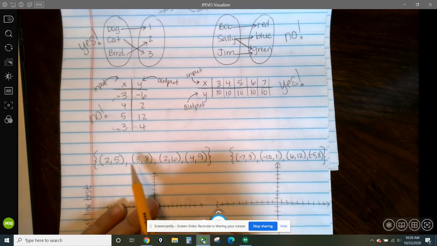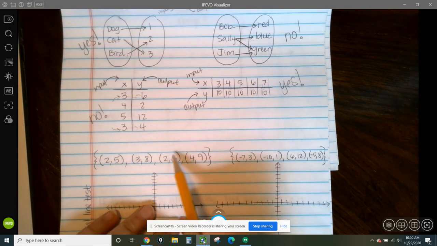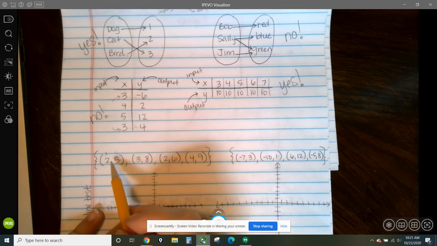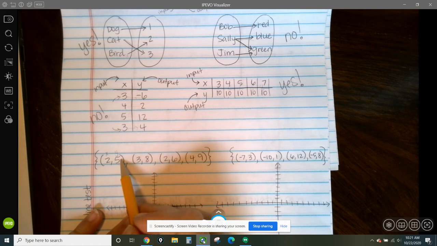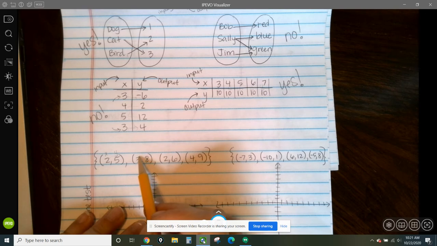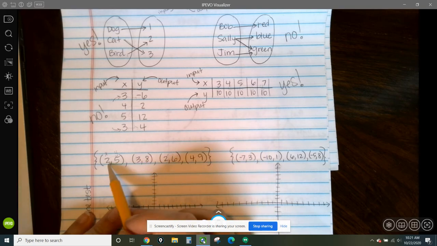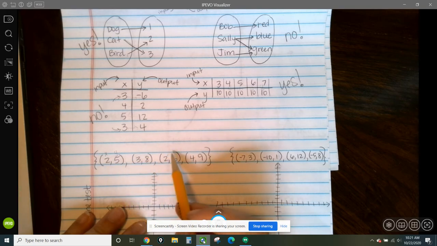All right, looking at ordered pairs. So this is another way to look at a relation to see if it's a function. So remember I told you that the first number is x, the second number is y. Like this is our input, this is our output. So we put in 2 and we got out 5. We put in 3 and we got out 8. We put in 2 again and we got out 6. Uh-oh, we can't put in 2 and get out 5 and then put in 2 and get out 6.